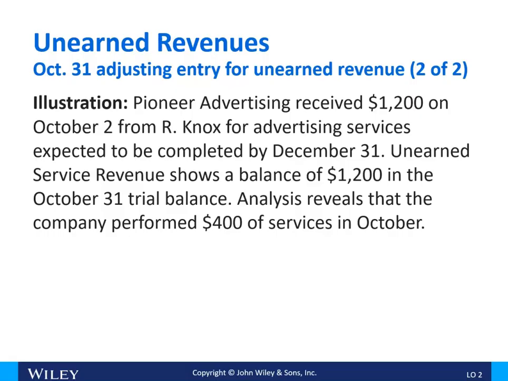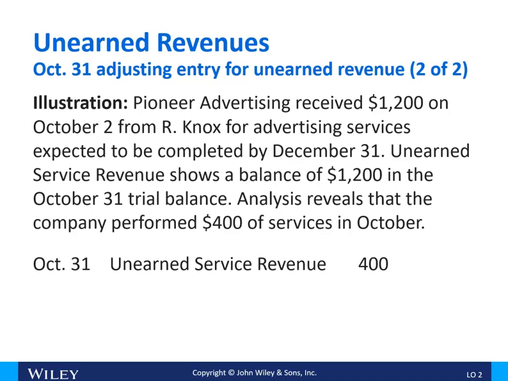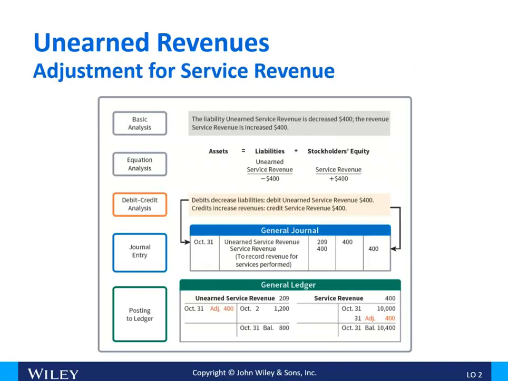So we either have done analysis or we said we're going to do it equally over 3 months, October, November, December, all be 400. Regardless, the entry is unearned service revenue debit $400, so we're decreasing that liability, and credit service revenue $400 to recognize that revenue. So again, the steps we go through, we do the analysis, we think about the accounting equation analysis, we determine the debits and credits, record the journal entry, and post it to the ledger.